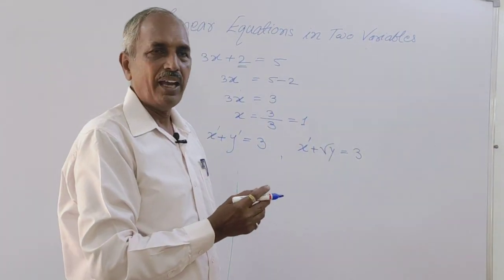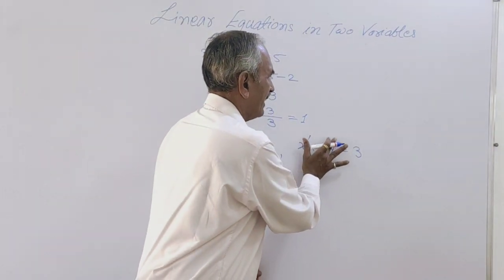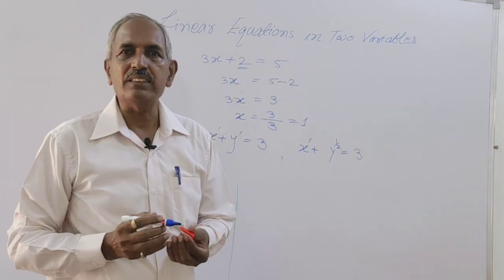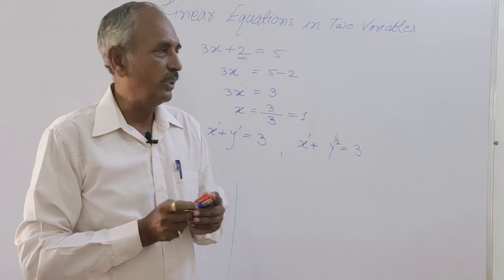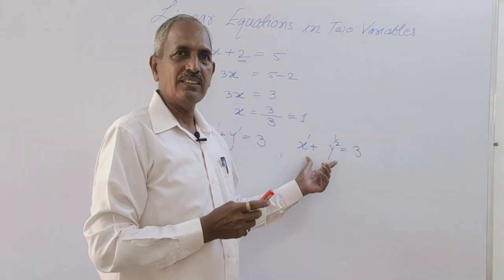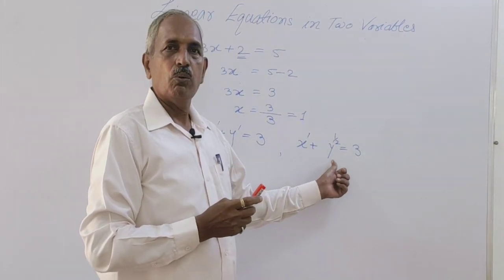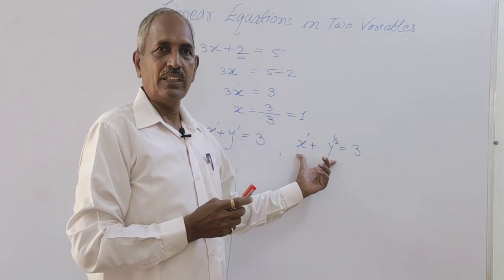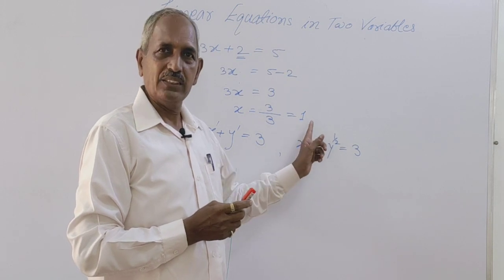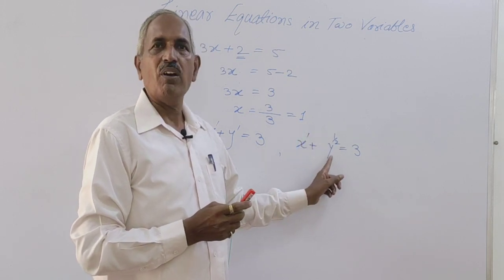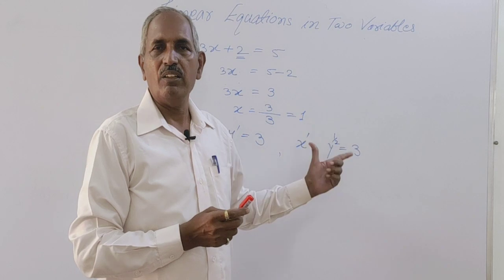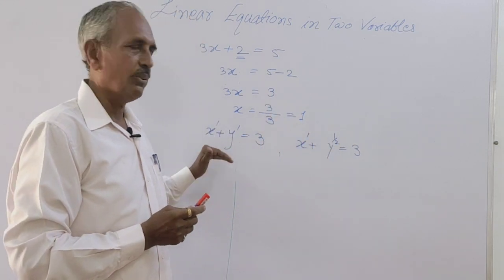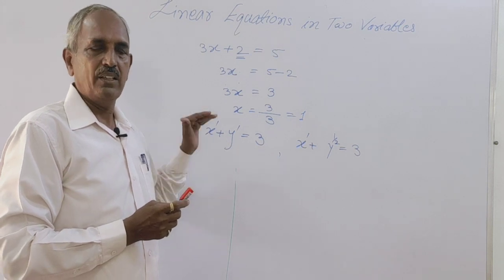But root y is nothing but, root means index is half. So this equation can be written as x plus y raised to half is equal to 3. In this equation, index of x is 1, but index of y is not 1. Therefore, this equation is not a linear equation. This equation is called a linear equation.